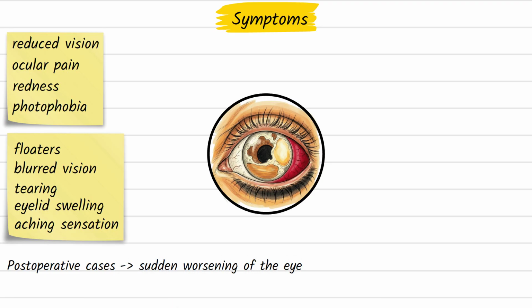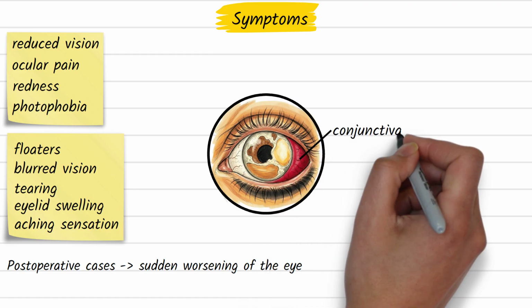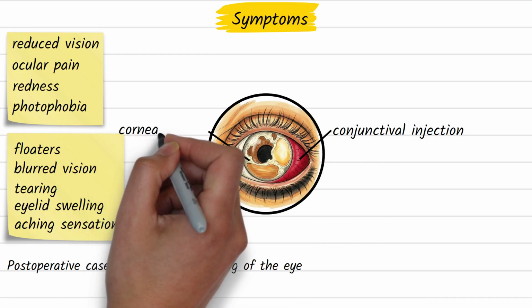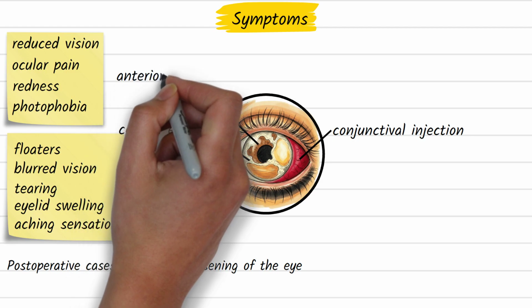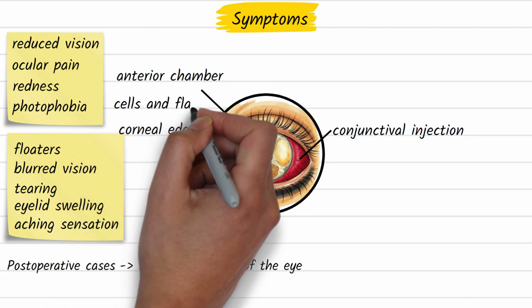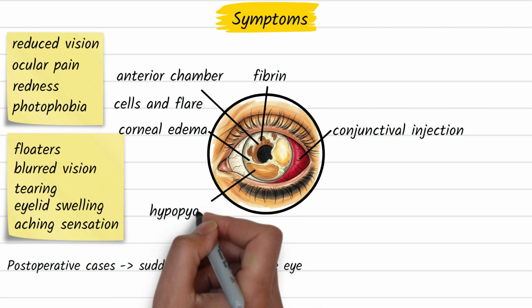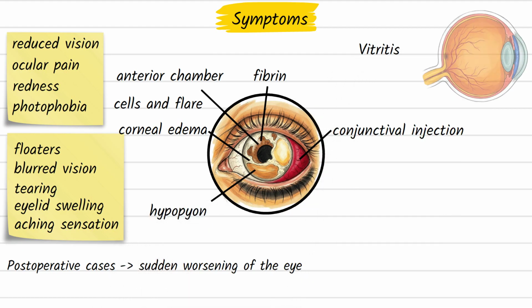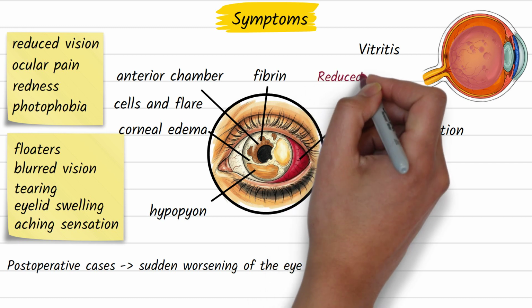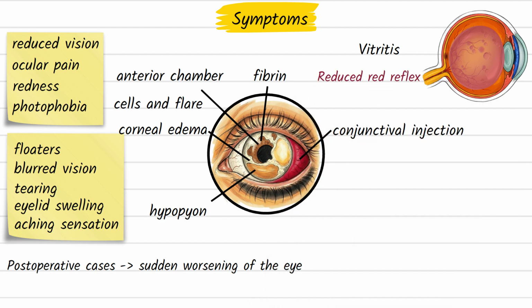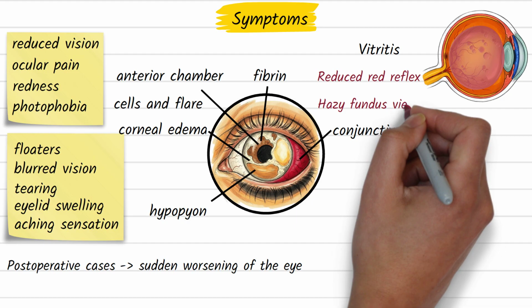On examination, you may see conjunctival injection, corneal edema, anterior chamber cells and flare, fibrin, and hypopyon, which is a visible layering of inflammatory material or pus in the front chamber of the eye. Vitritis is another hallmark feature and simply means inflammatory debris suspended in the vitreous gel. Once vitritis becomes dense, the red reflex may be reduced and the fundus view may become hazy or completely obscured.